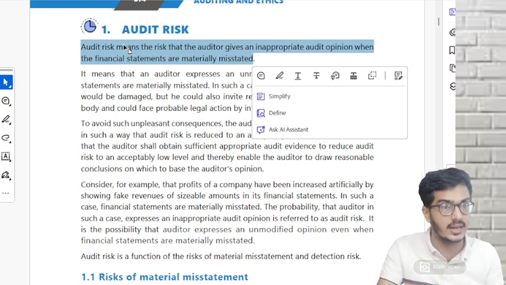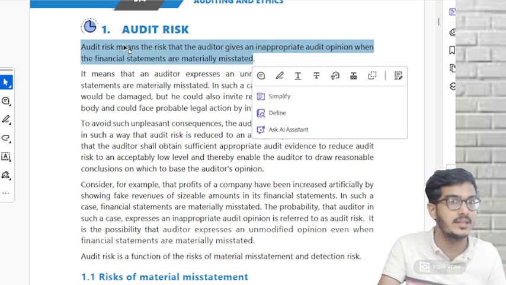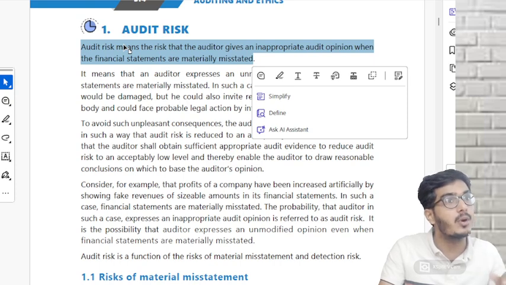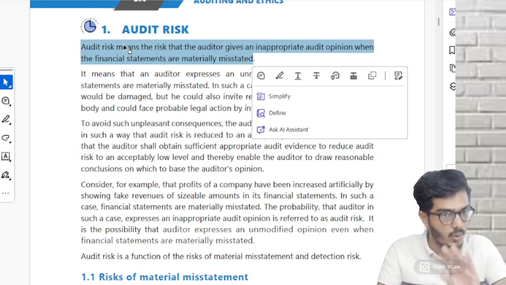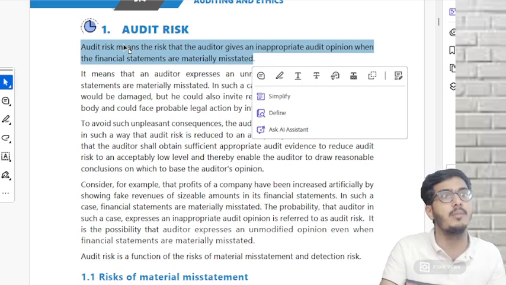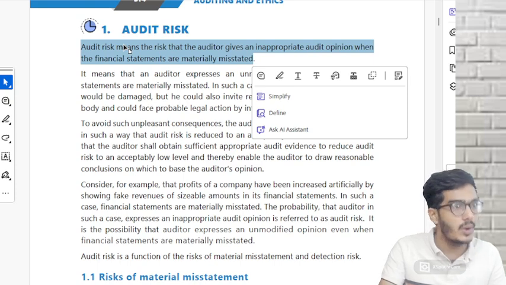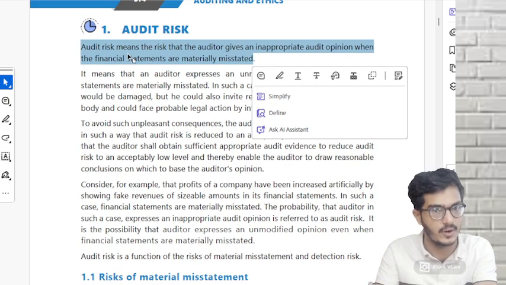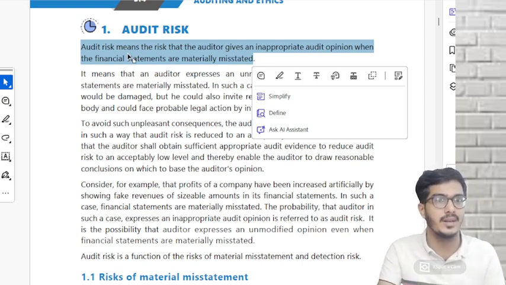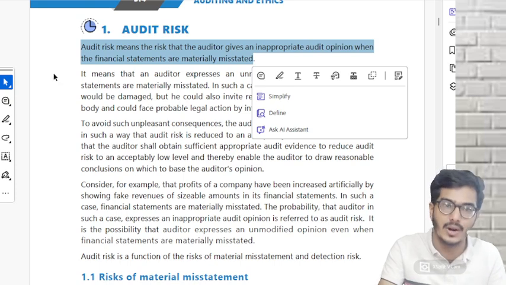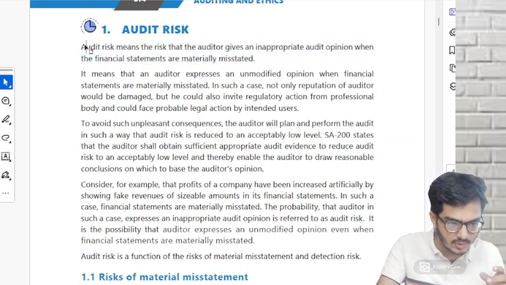It says the risk that the auditor might give an inappropriate opinion when the financial statements are materially misstated. That means there is some material misstatement in the FS, but the auditor has not identified it and has given an unmodified opinion. He was supposed to give a qualified, adverse or disclaimer opinion, but he gave an unmodified opinion. Or he was supposed to give an adverse opinion, but gave a qualified opinion. Majorly, we talk from the perspective that he was supposed to give some kind of modified opinion but gave an unmodified opinion. This kind of risk is called audit risk. Understood? So these 2 lines you are supposed to mark.